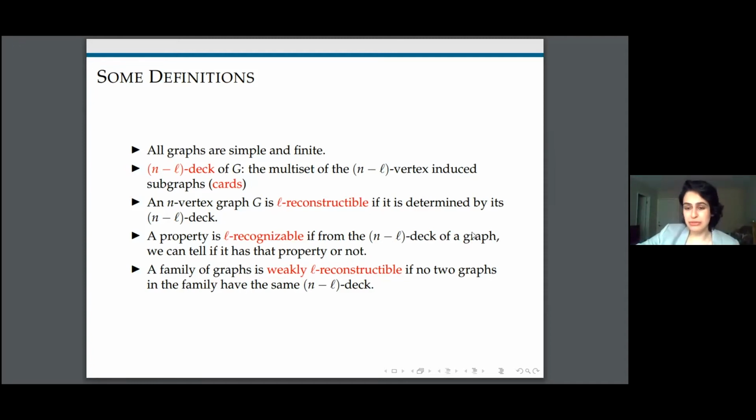Finally, a family of graphs, like trees or disconnected graphs, any family, we call weakly L-reconstructible if there are no two graphs in that family that have the same n minus L deck. In other words, if you have the extra information that a graph belongs to a weakly L-reconstructible family, then using that information, you can reconstruct it.